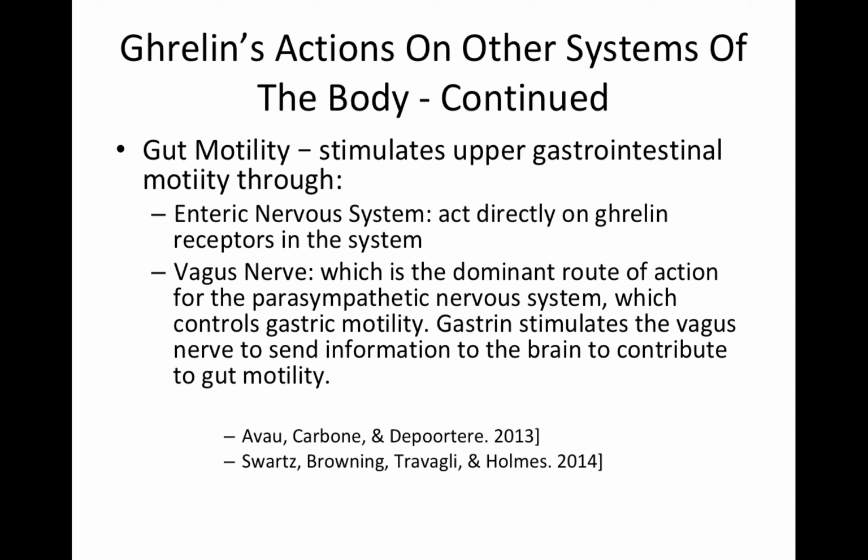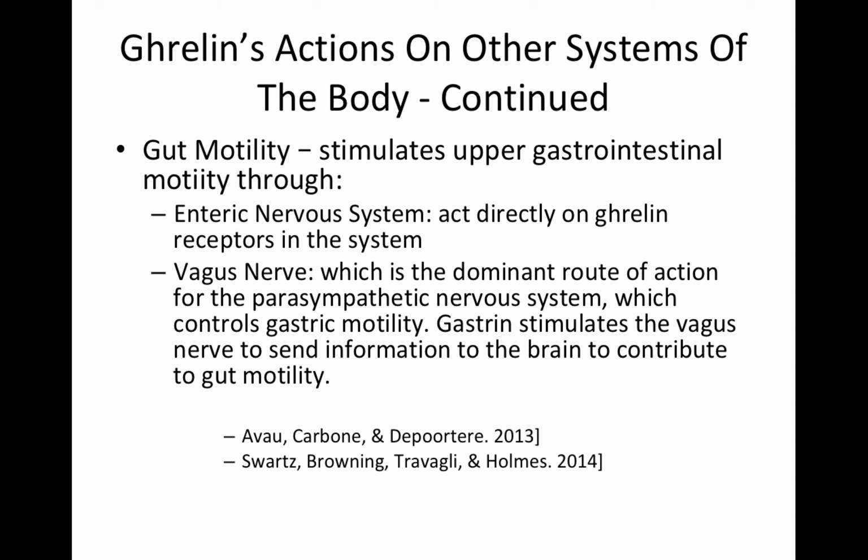With gut motility, ghrelin's action takes place in two different ways. The first way ghrelin affects gut motility is through the enteric nervous system, which is a self-contained system of the gastrointestinal tract, operating autonomously from the brain and has control over functions relating to enzyme synthesis and release, bicarbonate synthesis and release, bile secretion, pancreatic secretion, and changes to the gastrointestinal motility. So this system has ghrelin receptors located all over it, and when stimulated, it can have an effect on the upper gastrointestinal motility.